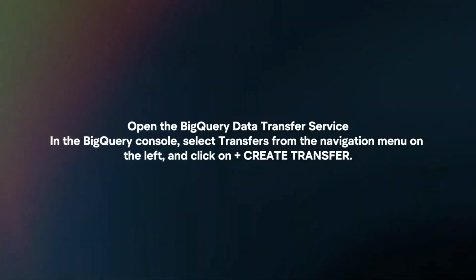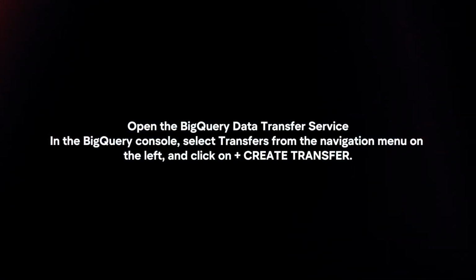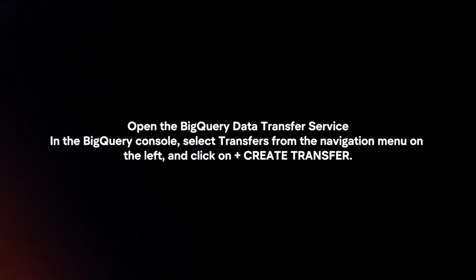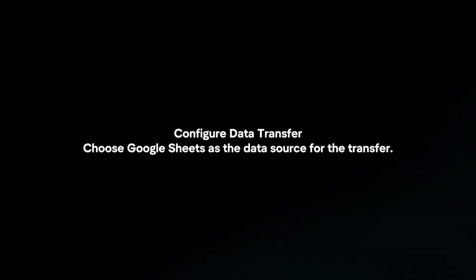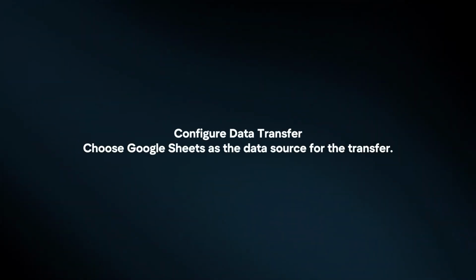Open the BigQuery Data Transfer Service. In the BigQuery console, select Transfers from the navigation menu on the left and click on plus Create Transfer. Configure Data Transfer. Choose Google Sheets as the data source for the transfer.